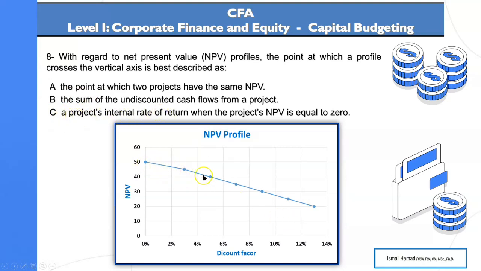No, as I said, the internal rate of return is when this net present value curve goes down until it touches the horizontal line, making the net present value equal 0. So it is not the internal rate of return, it is the sum of the undiscounted cash flows, because we said the discount factor is 0. That means we didn't discount any money because the discount factor is 0. This is a discount factor. So B is the right answer.